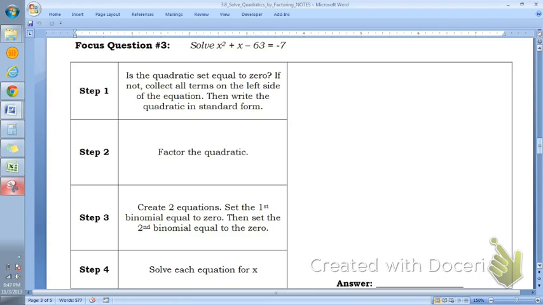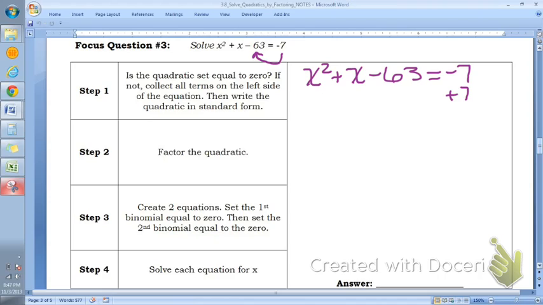So we're going to add one additional step to your solving quadratic equations. And the first step is to make sure that the equation is set equal to 0. So you can see in this focus question 3, we have it set equal to negative 7. To make it equal to 0, we simply have to move that 7 to the other side of the equation, or combine it with the negative 63. So just like whenever you're moving a term across an equal sign, what do you need to always remember to do? If you cross the line, you have to change the sign.